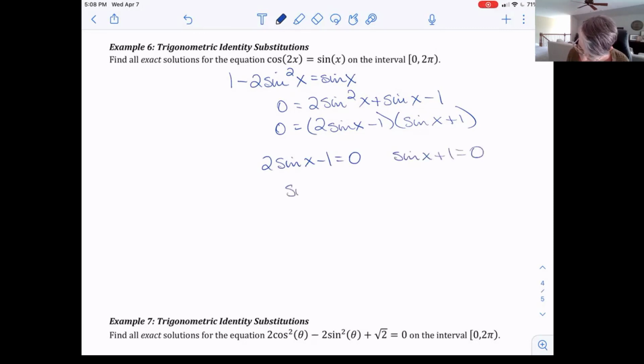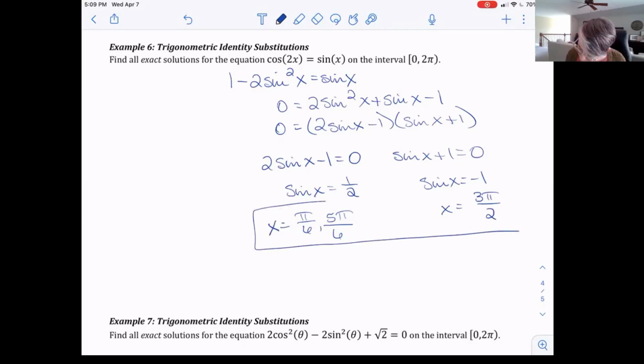So in the first equation, we would get sine x equals a positive 1/2. There's 2 places where sine of x equals 1/2 on 1 revolution between 0 and 2 pi. And that is at pi over 6, 5 pi over 6, quadrant 1 and quadrant 2. The second equation, when we solve it, we get sine of x equals -1, and there's only one place where it equals -1, and that is at 3 pi over 2. So we get 3 possible solutions for our x.